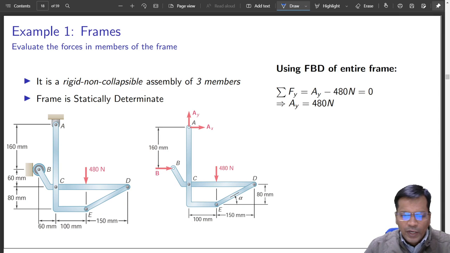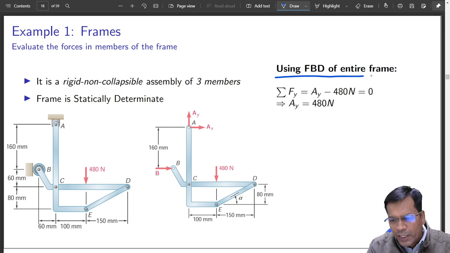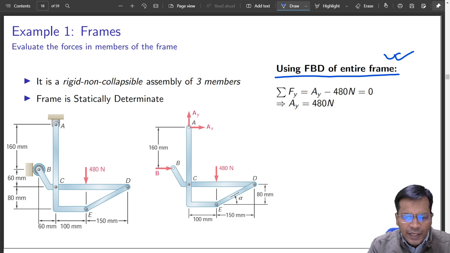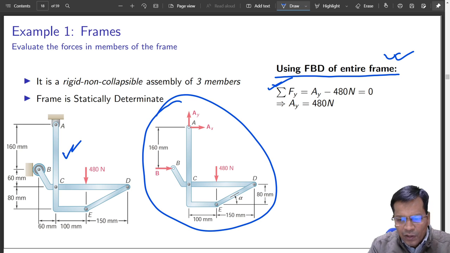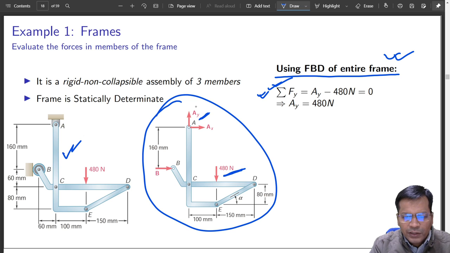Okay, so we move ahead, we draw the free body diagram of the entire structure, and we do force balance first. This is an extracted form of our structure. Force balance along Y will give me what? You see, you have a force acting vertically downwards here, and there is only one force vertically upward, this. So both should be the same. If it is downward, that has to be in the upward direction. So Ay is 480 Newton. Done. First part, we did it, so we found out Ay.